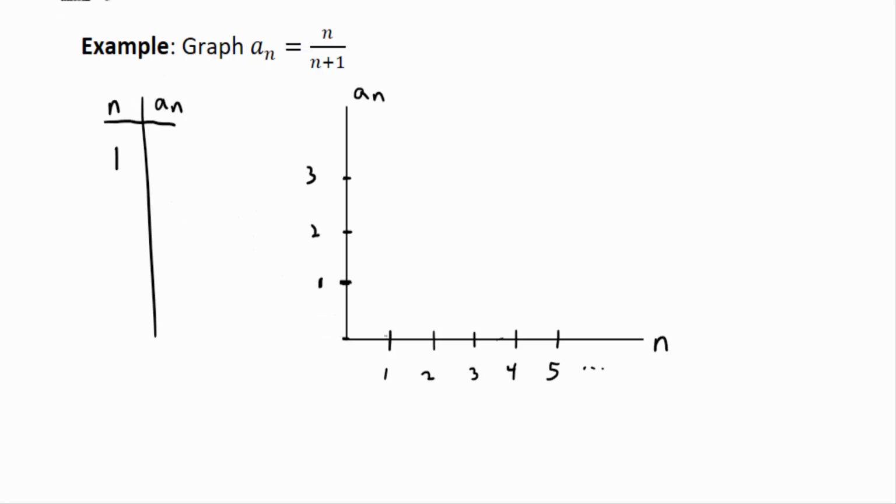Here, let me make this guy 1 here, so that this guy is a half. Okay, and then what do I get when I plug in 1? Half, right? And then what do I get when I plug in, say, 2? 2/3. 3? 3/4. Let's just do one more. 4? 4/5.